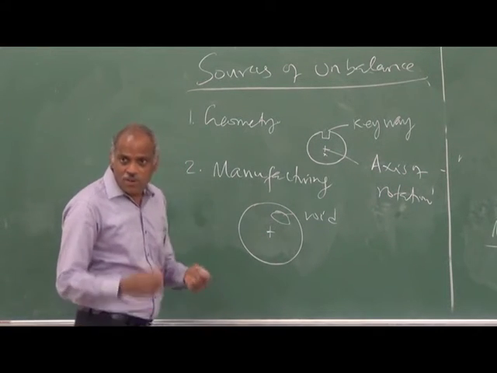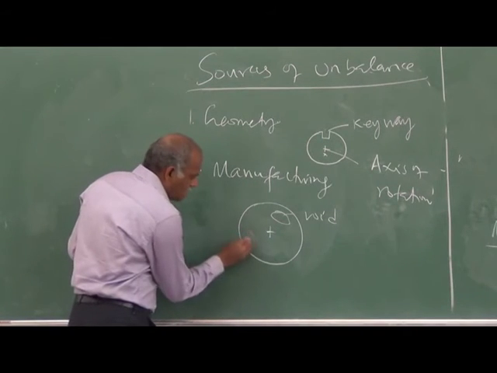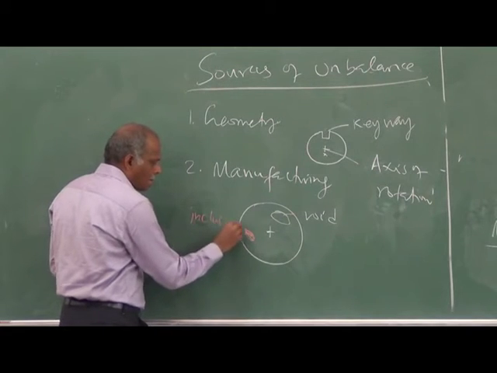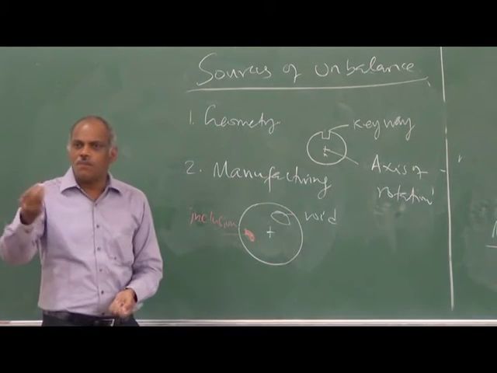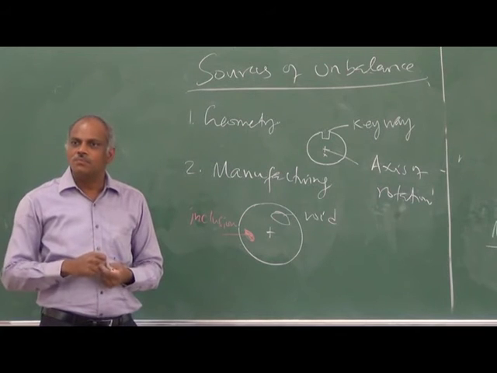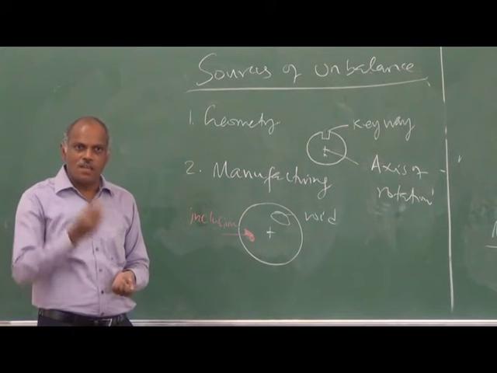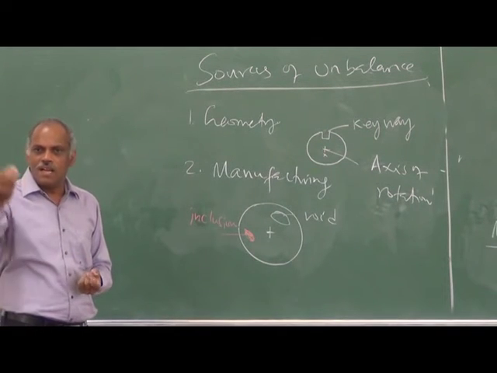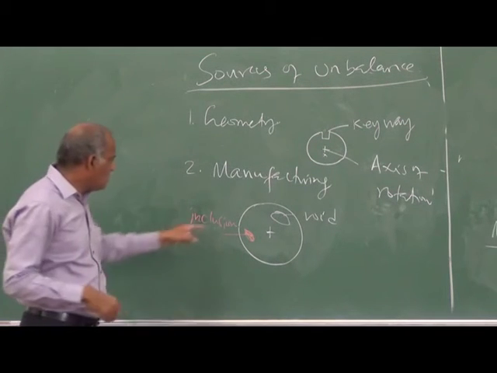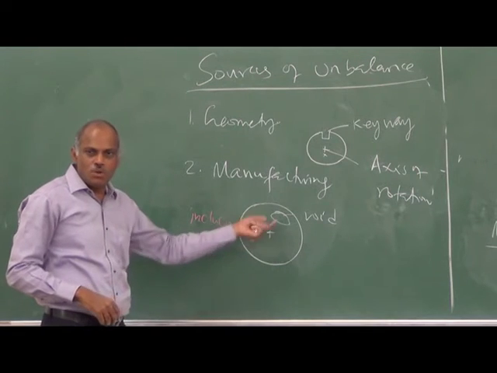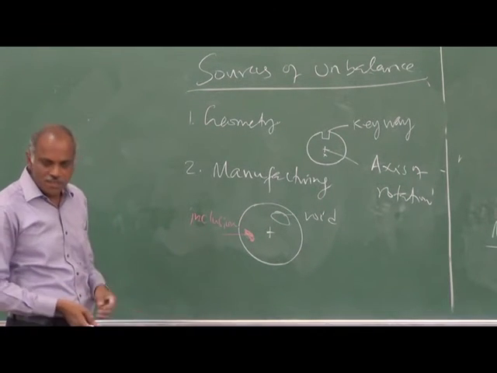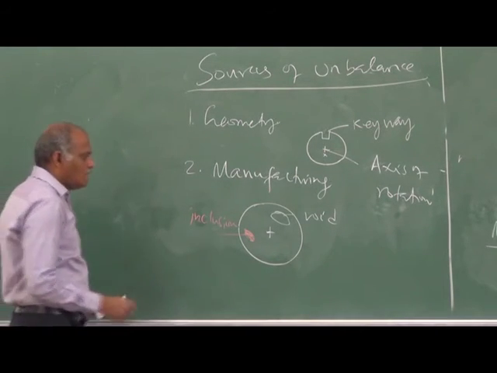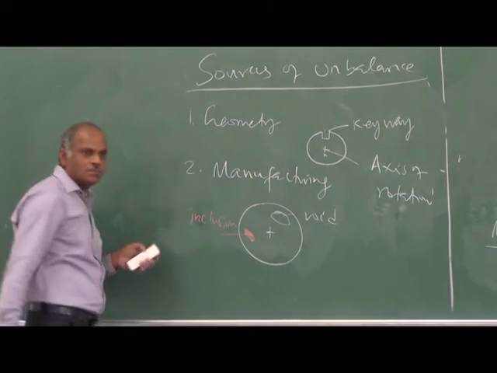It need not always be a void; it may create a problem in other ways. There can be something like inclusions. Say some foreign material gets into it when you are doing the casting. Say in sand casting, the sand may fall and get into this. It could be an inclusion in the casting process that creates such unbalances. Either it could be a void or an inclusion.